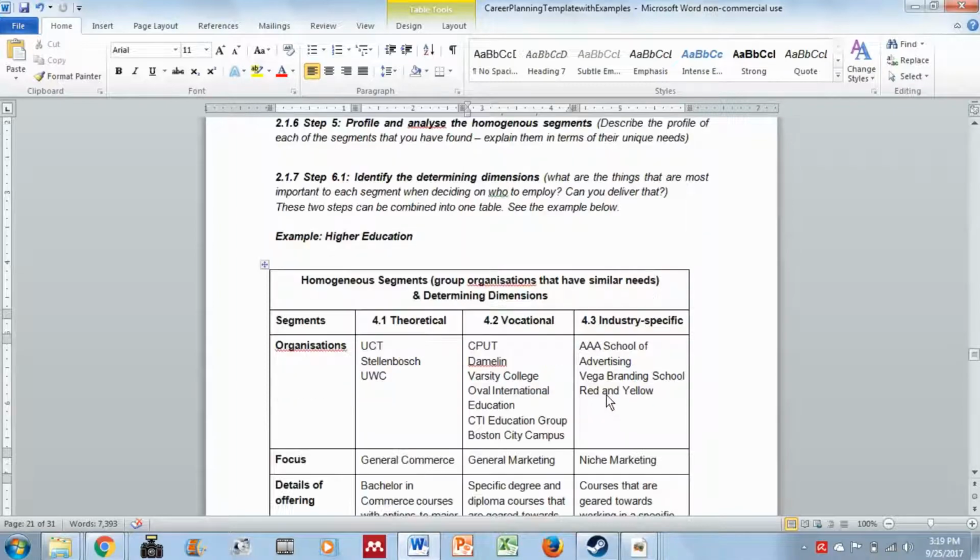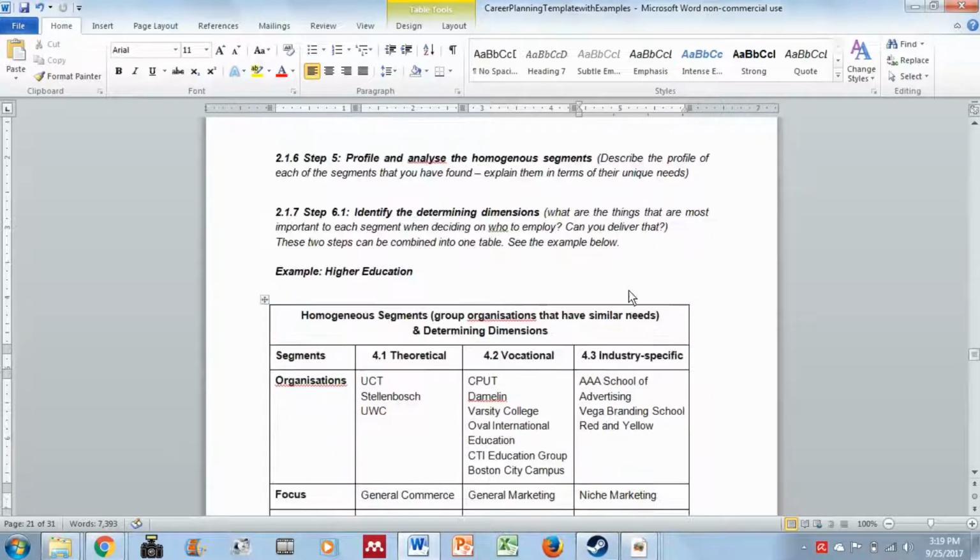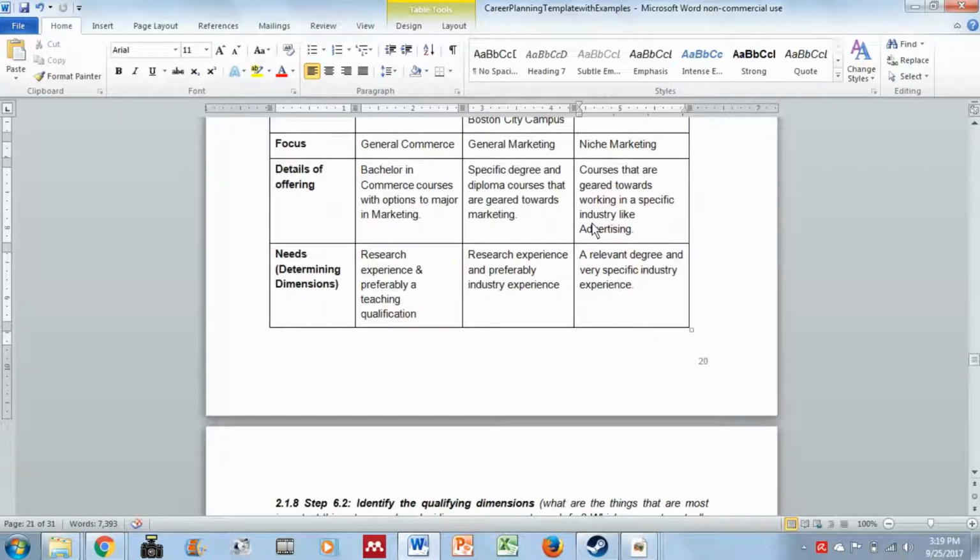And then lastly, in industry, you need industry specific training. You need a relevant degree, you don't need a master's or research experience, and you need very specific industry experience. So you'll need experience in advertising if you wanted to work here.